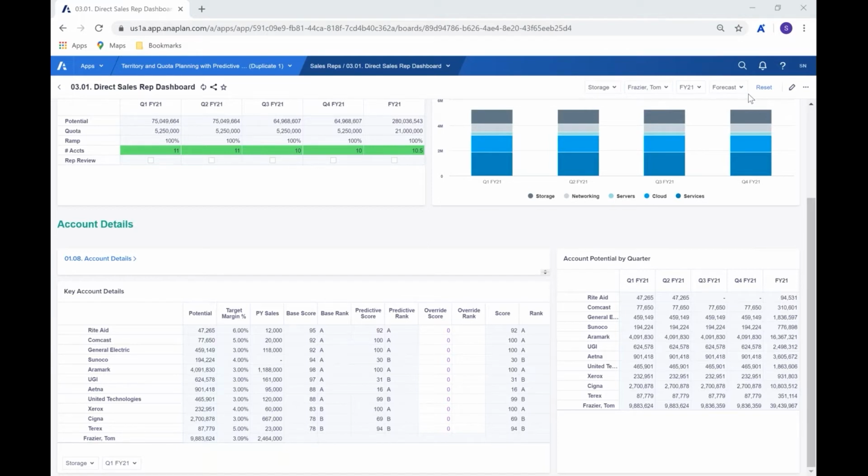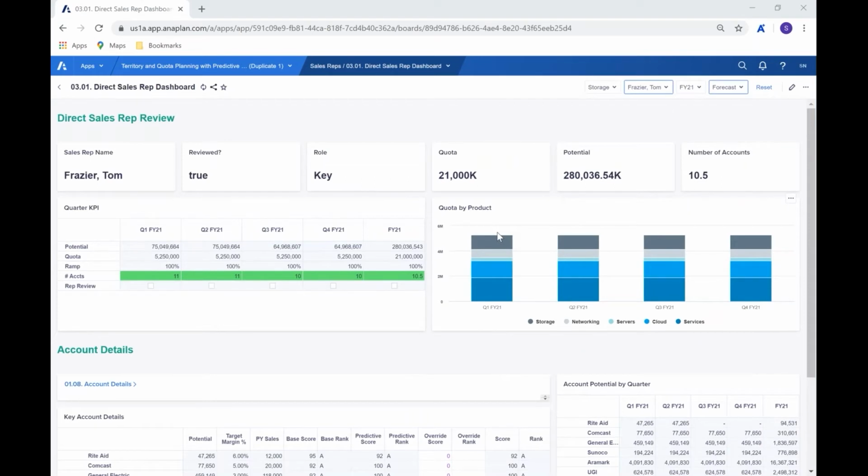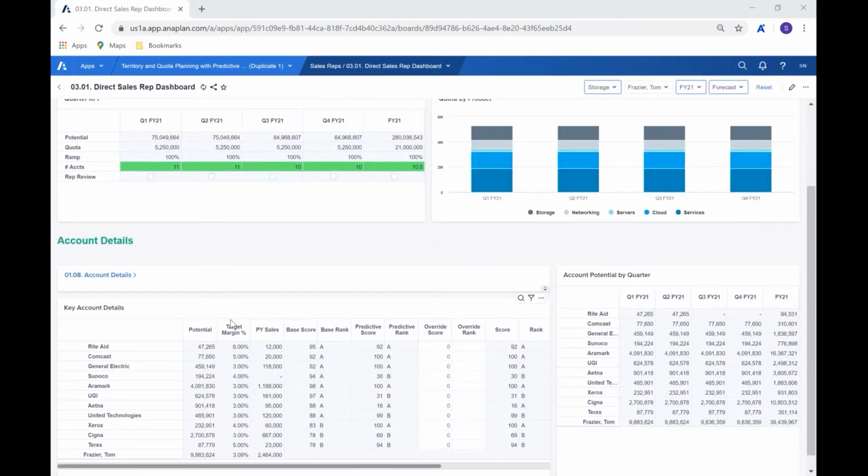So here we have a territory and quota planning with predictive insights application in Anaplan. And in this model, in this specific page, we're looking at a direct sales representative review. And we have our different breakdown of products, and we have the different sales reps, and we're looking at our periods and so on and so forth. But here the key focus is the performance of that specific sales rep in relation to the territories that we have allocated to that rep.